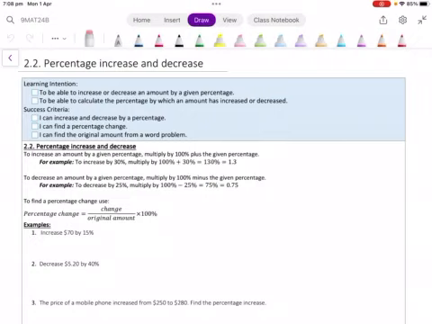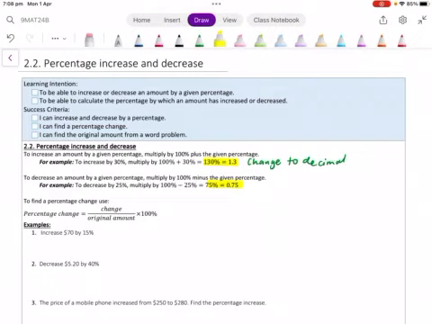For example, to increase by 30%, we multiply by 100% plus 30%, which is 130%, and we can change that from a percentage to a decimal. To decrease an amount by a given percentage, we multiply by 100% minus the given percentage. So to decrease by 25%, we multiply by 100% minus 25%, which is 75%, or as a decimal, 0.75.